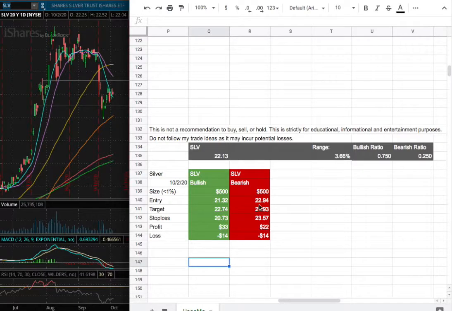On the other hand, if I were to open a short position, my entry will be at $22.94, and that is this range right there. My sell target for it will be $21.93, and my stop loss will be $23.57. So whichever prices hit my entries first, that will be my position of the week.